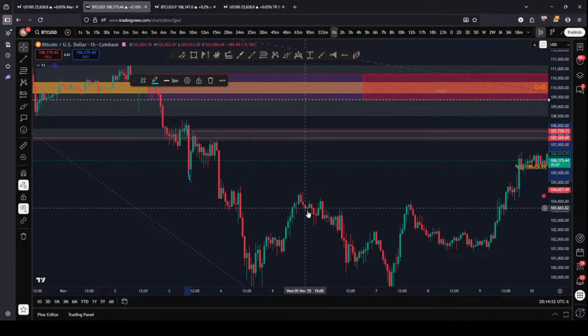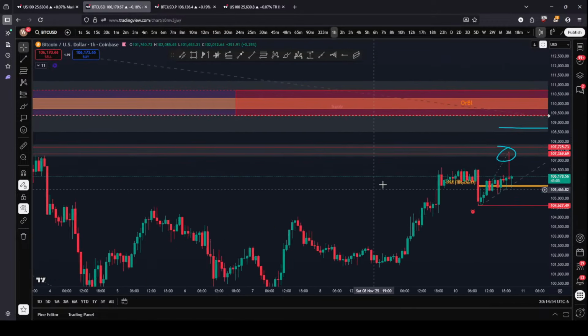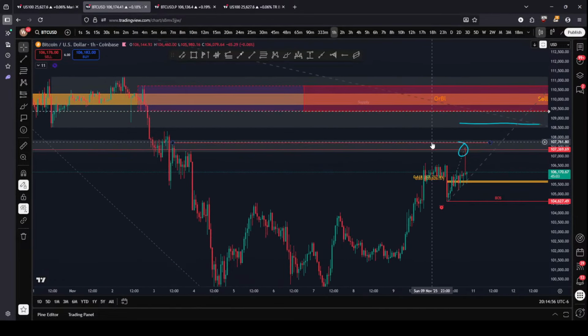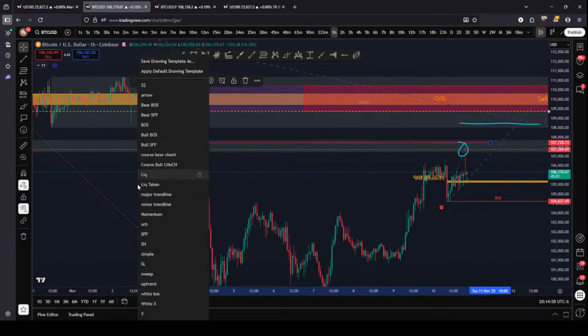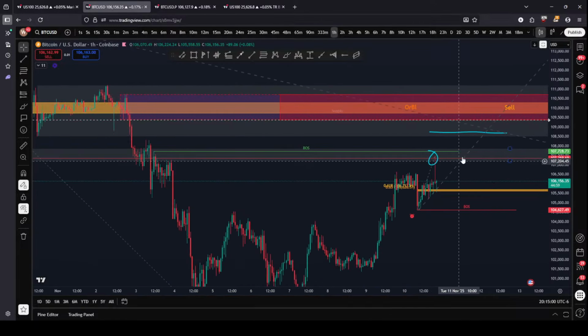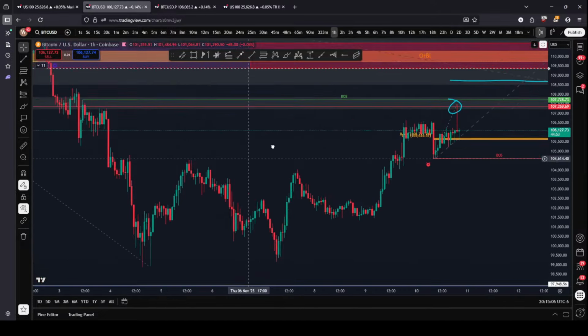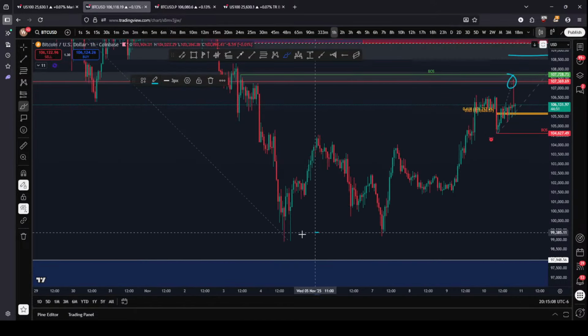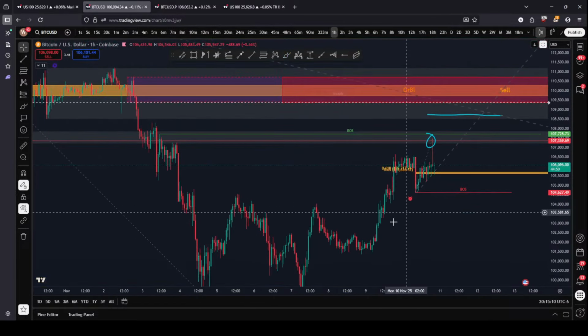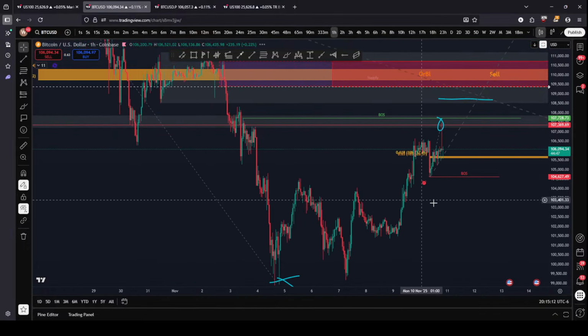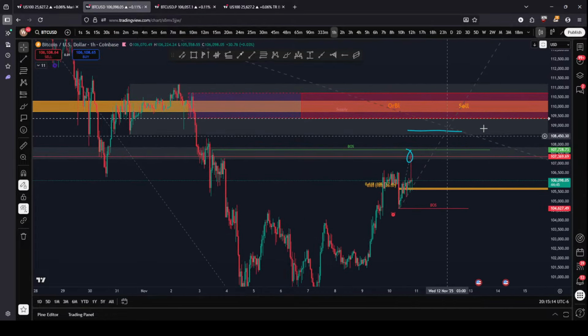We are at a really interesting point in the market because we do have this 1-hour break of structure here. So if we are able to break this, then it would let us know that we're less likely to come down and test these. We're still in a 4-hour downtrend, but it will at least give us some strength to start coming back up towards 110.